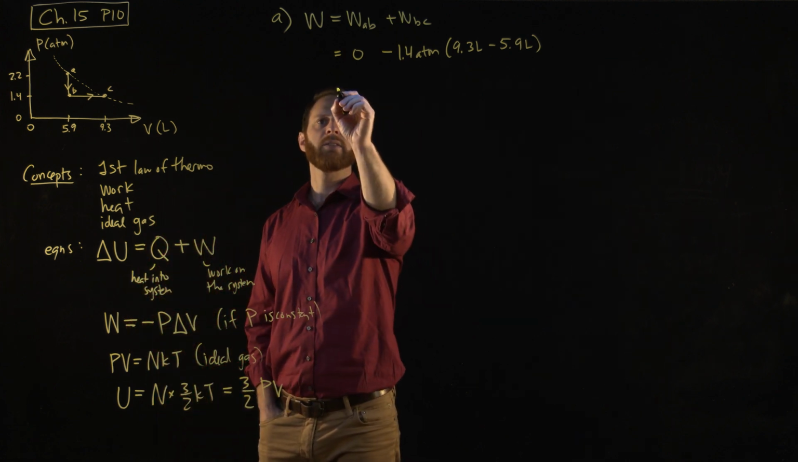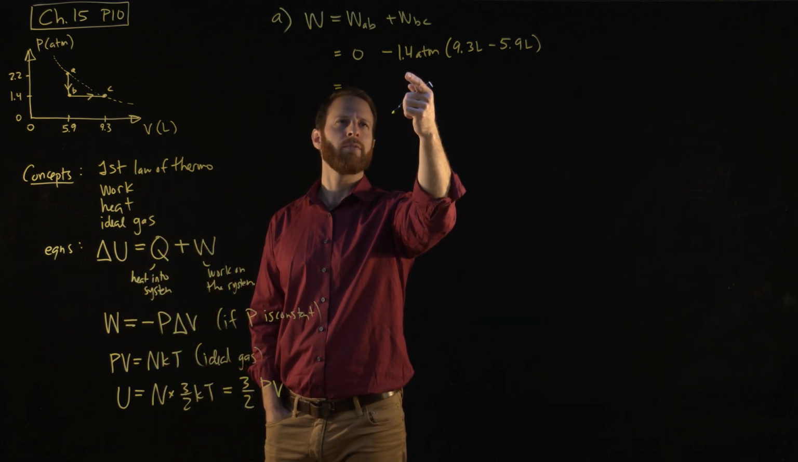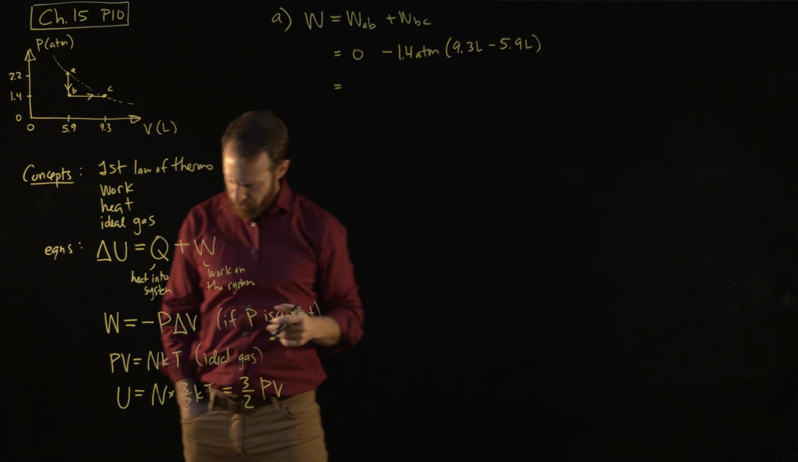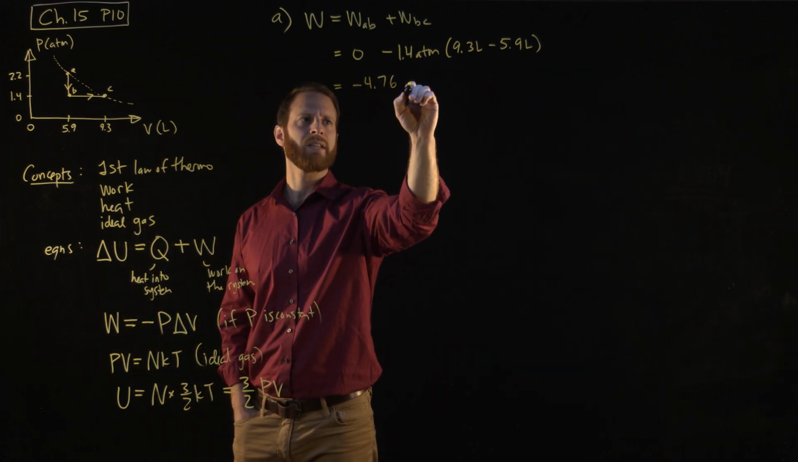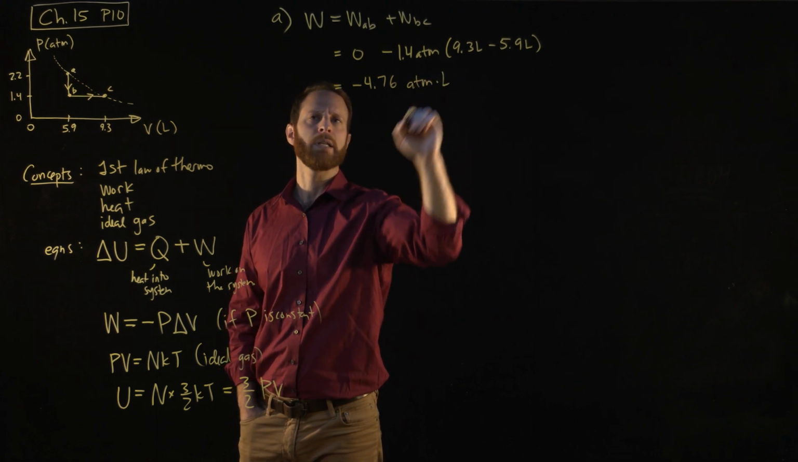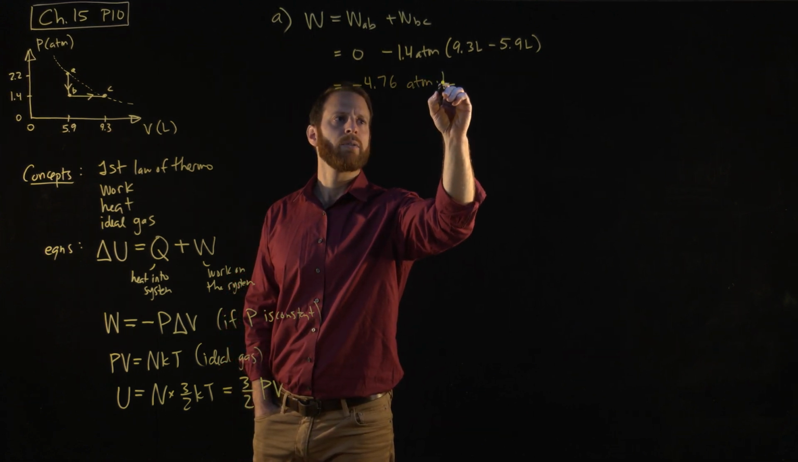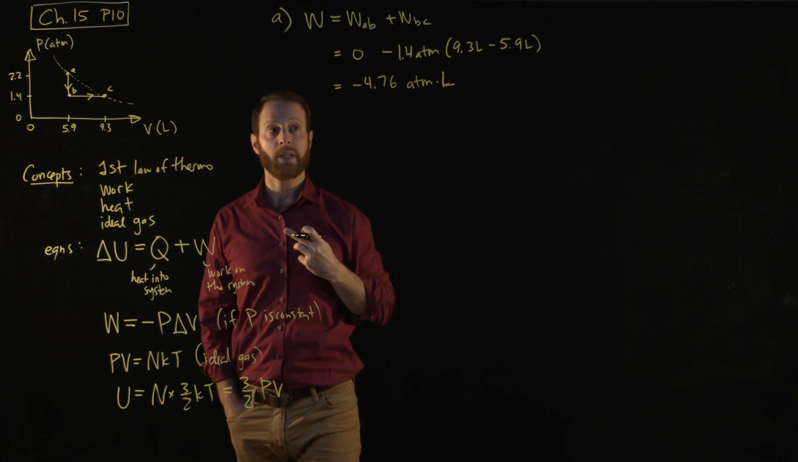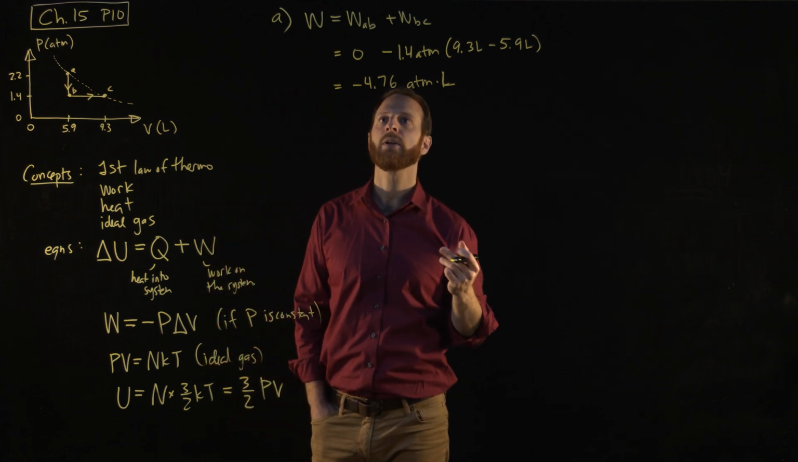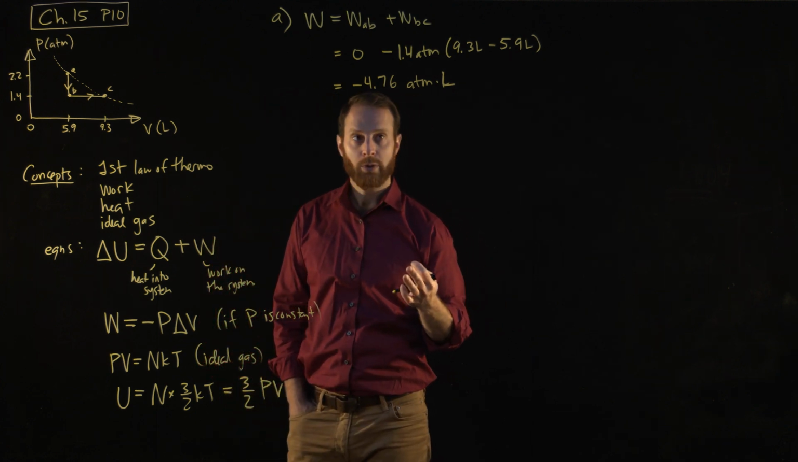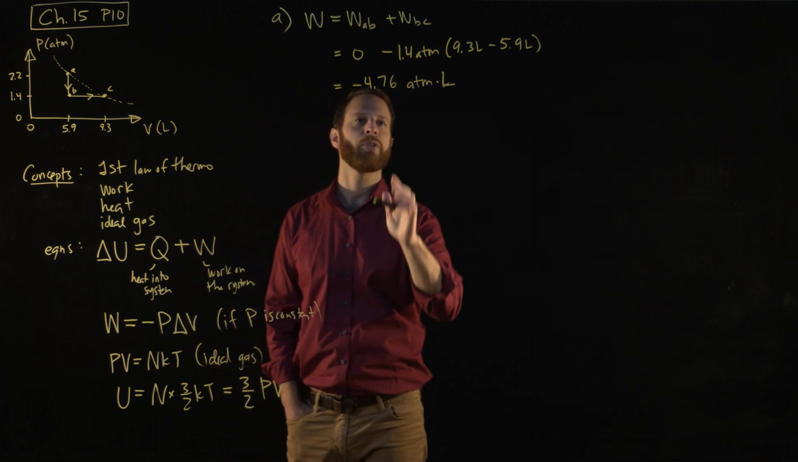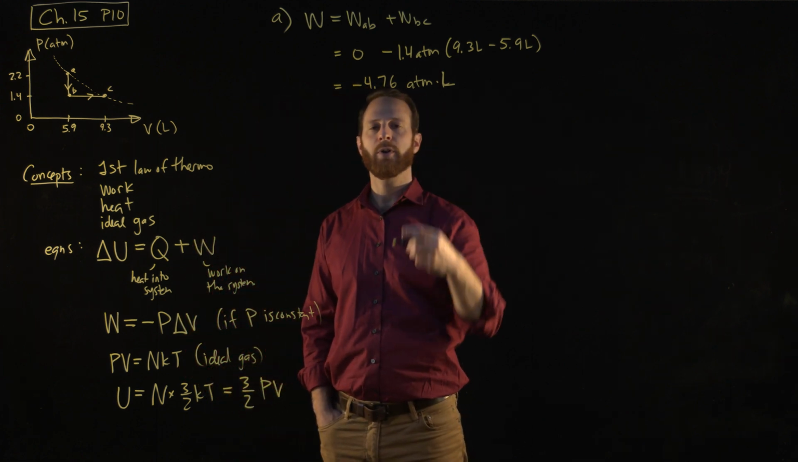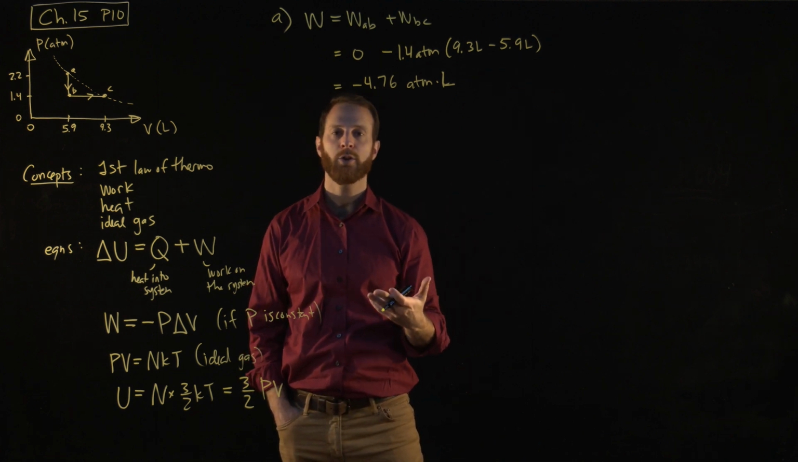As it stands now, though, this is kind of annoying because we have this in units of atmospheres times liters. This is minus 4.76 atmospheres times liters. Somehow, this is supposed to have units of energy. It does in some technical sense, but we want to convert this into units of joules, right? Work is a unit of energy. We want joules. So the thing to do is to convert atmospheres to the appropriate SI unit of pressure.